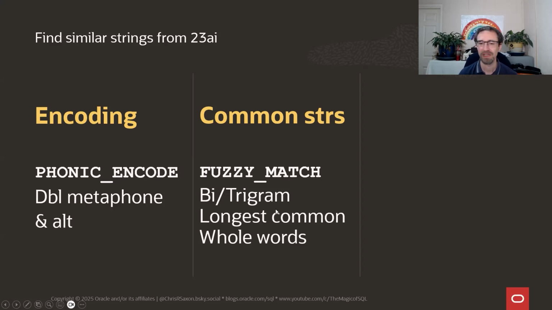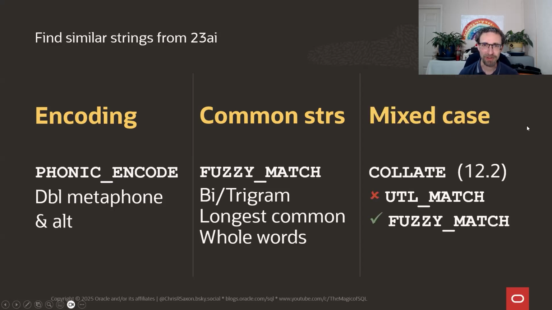And then if we want to look at handling mixed case, there's the collate operator. Collate's been around a long time. This isn't a 23AI thing. But you cannot use it with UTL match. You can use that with fuzzy matching. Okay, so we've got our options there.